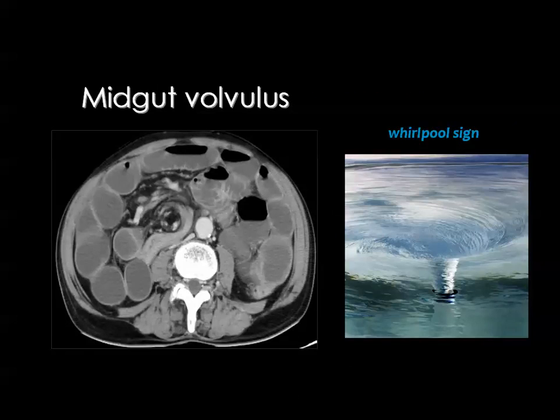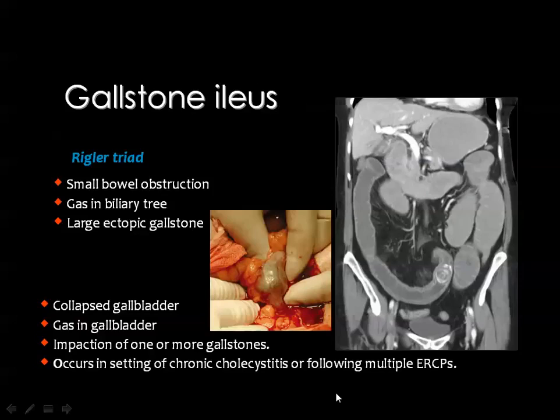Then midgut volvulus is diagnosed by this whirlpool sign, and the root of the mesentery, where the superior mesenteric artery and the vein are present, will show this whirlpool sign. And this is the pathognomonic sign for the diagnosis of intestinal volvulus, and you can appreciate the dilatation of the small bowel with multiple air fluid levels. I will discuss this sign once more in the section of mesenteric and peritoneal imaging.